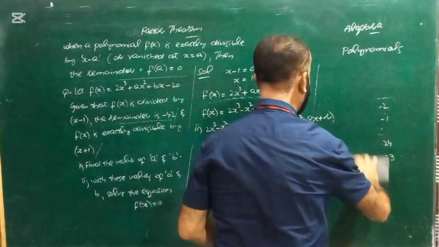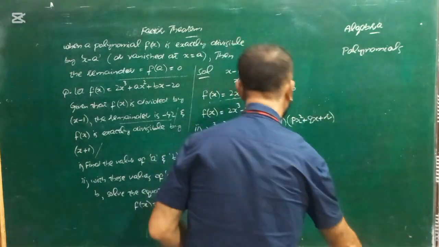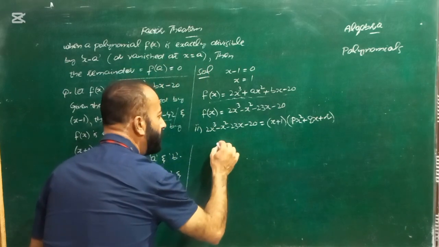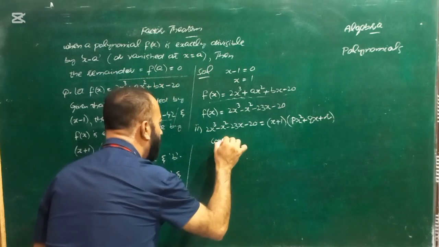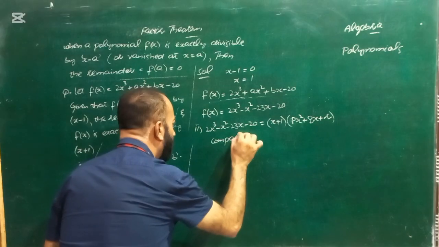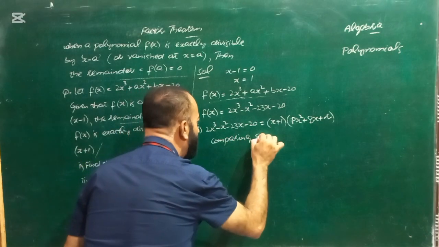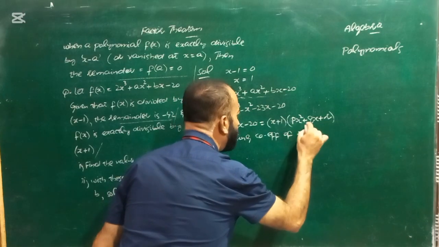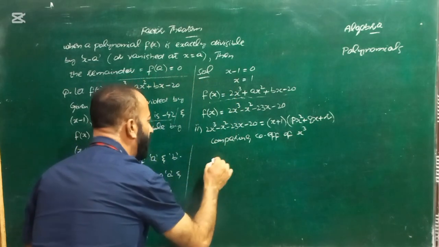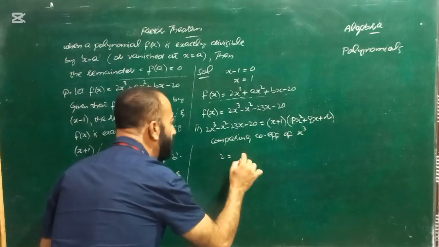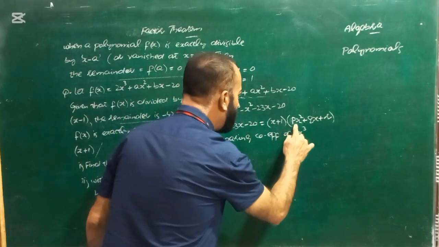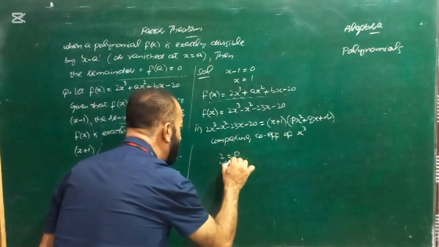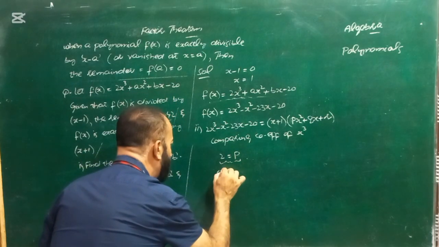So now we will solve the equation. So comparing coefficient of x cube. So look now, on the left hand side coefficient of x cube is 2, and on the right hand side coefficient of x cube will be p. So p is 2.